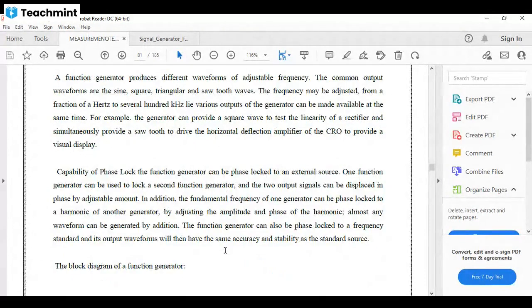And the capability of phase lock, this will lock the phase. The function generator can be phase locked to an external source, and one function generator can be used to lock a second function generator, and the two output signals can be displayed in phase.